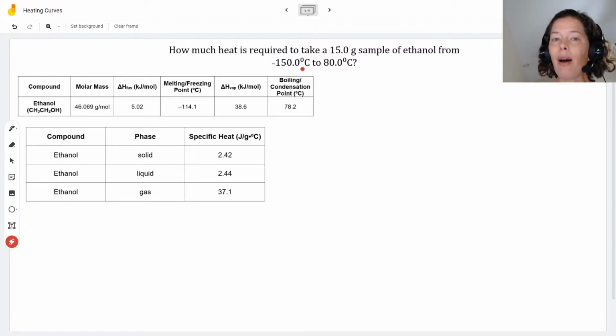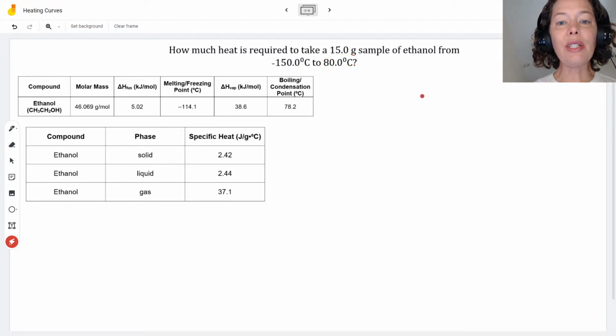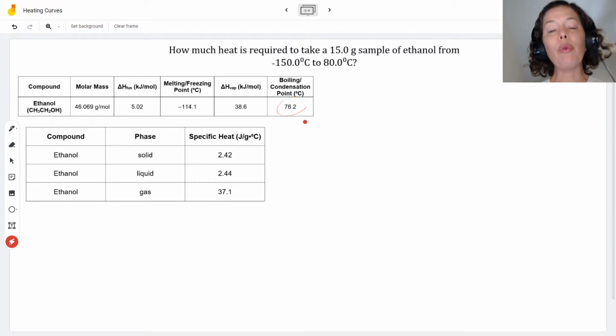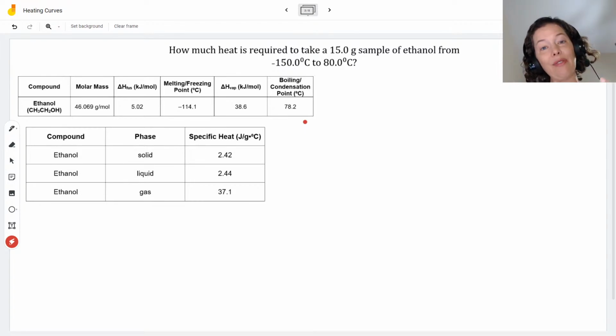Now, what about the upper end? Are we ending in a liquid? Are we ending in a gas? So we're heating to 80 degrees Celsius. You can see the boiling point is 78. So we are heating just beyond the boiling point, which means we are going to end with a vapor or a gas. So we are going to move through solid, liquid, and gas for this heating curve.